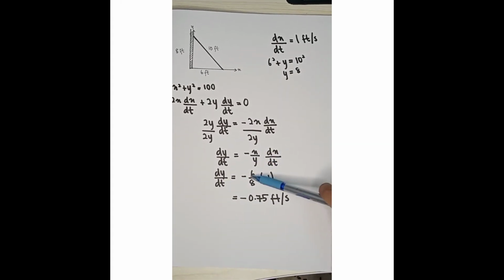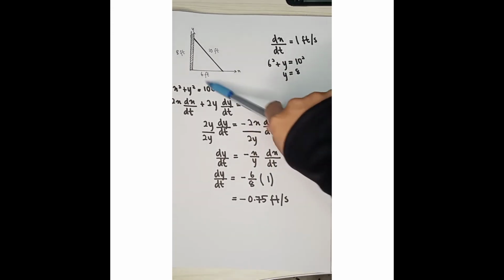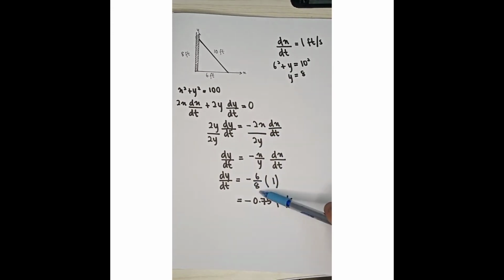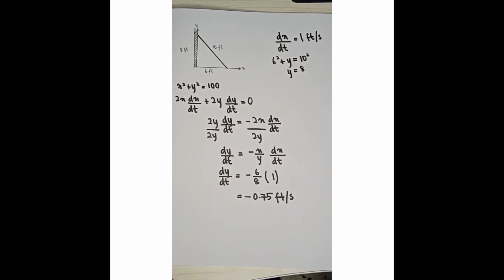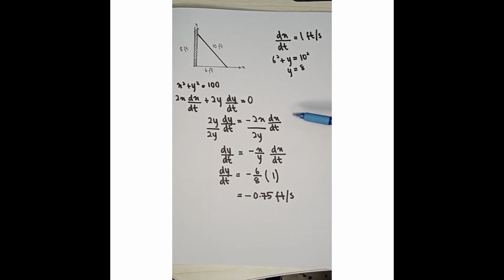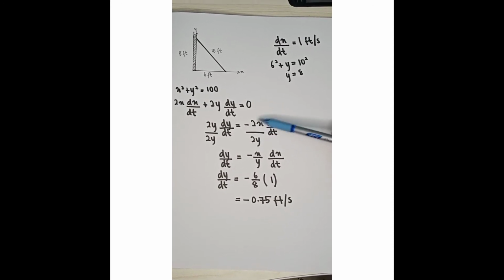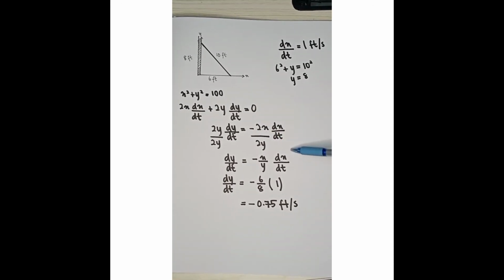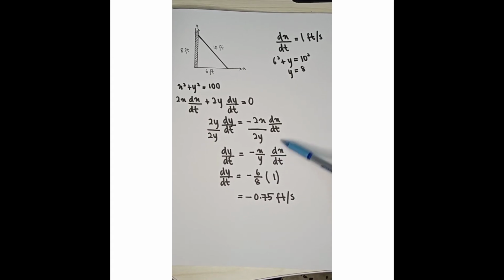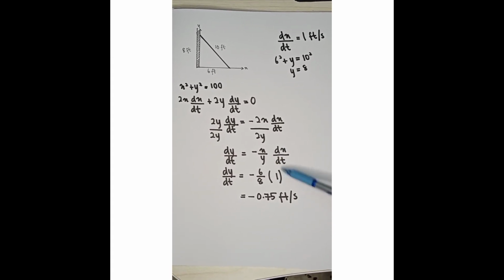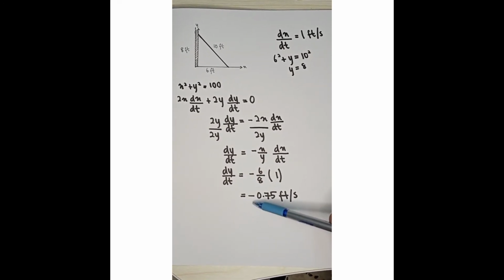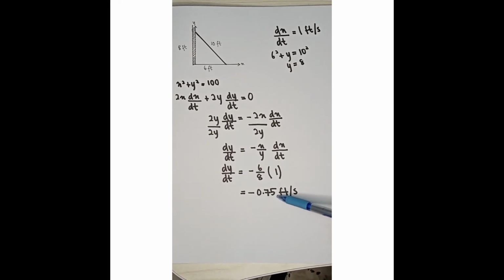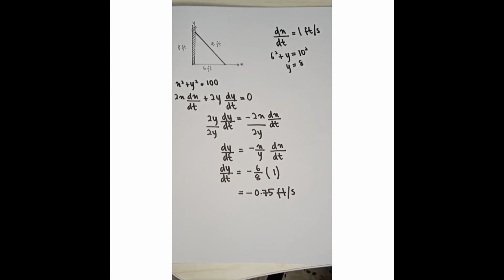x will be replaced by 6 based on this diagram, and y will be replaced by 8. By the Pythagorean theorem, we can solve y at that instant. So dx over dt is 1. So we will come up with the answer negative 0.75 feet per second.